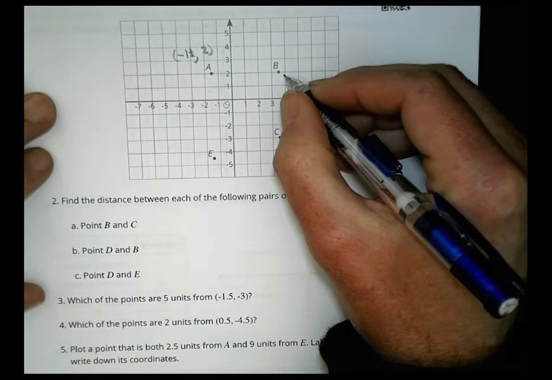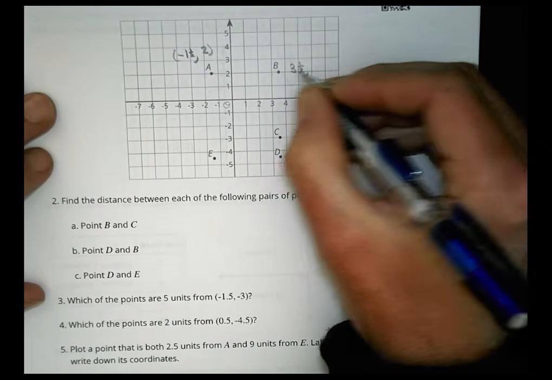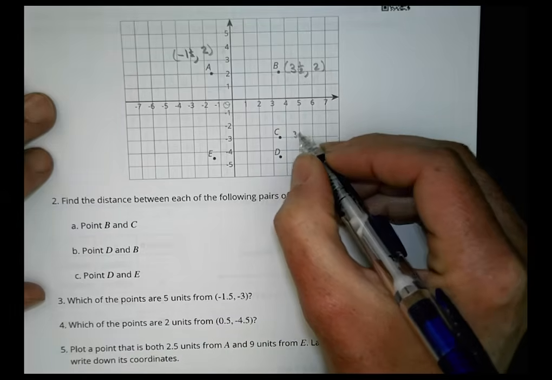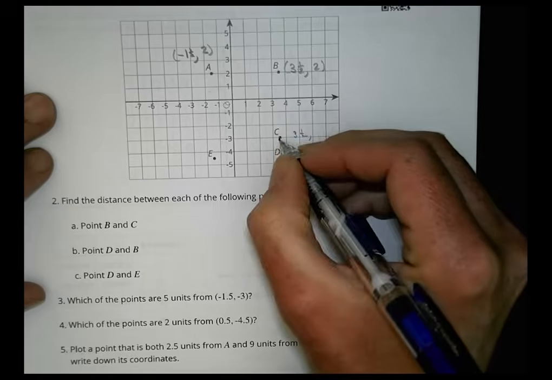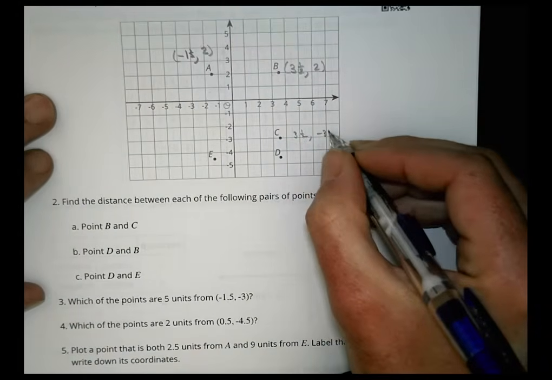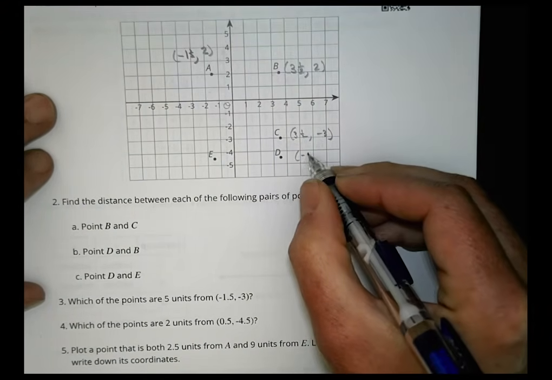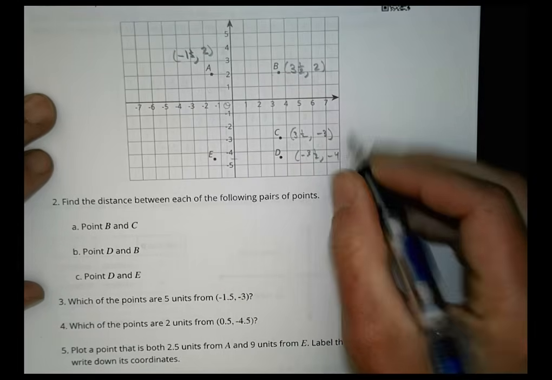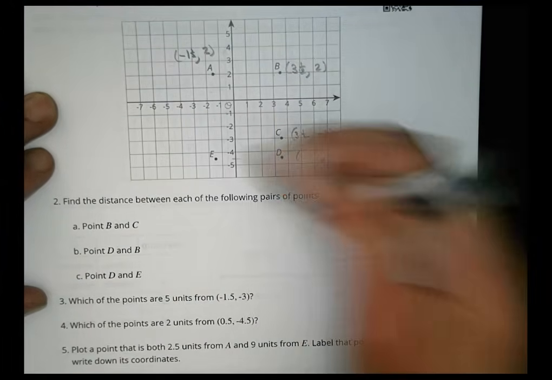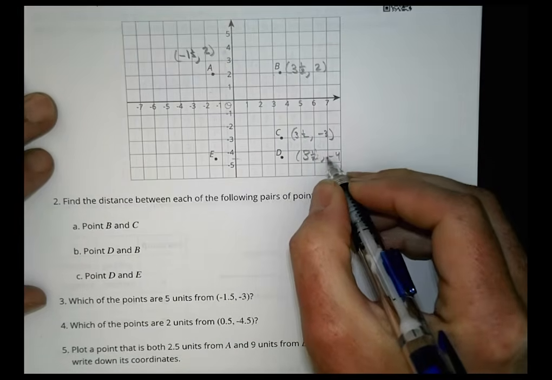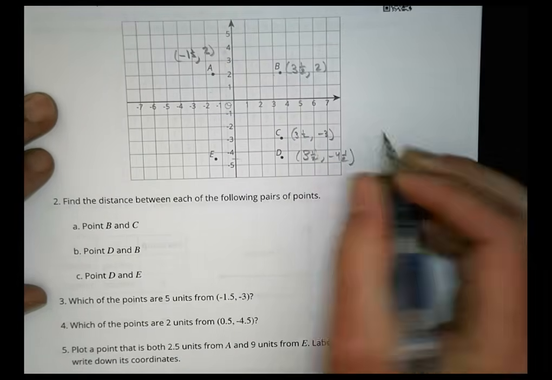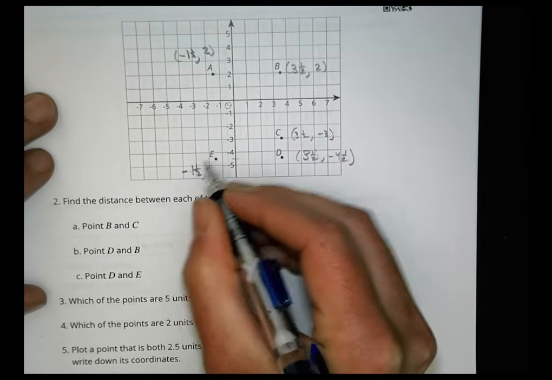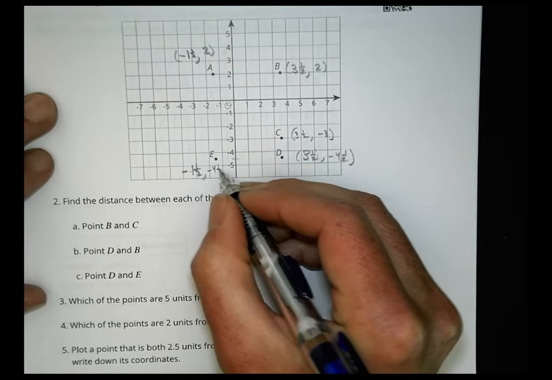B is at between 3 and 4, so we're at 3.5, and the y value is at 2. C, we're also at 3.5 again, and the y value is here at negative 3. The D is at, oh, not negative 3.5, sorry. This is positive 3.5, but the y value is negative 4.5. The E, though, is at negative 1.5, and the y value is negative 4.5.